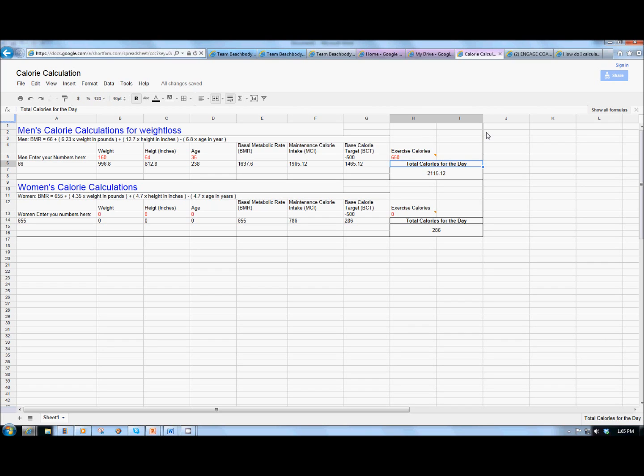If we compare those same numbers on the women's side, we can see that the BCT is about 200 calories less. And women tend to burn a little less calories, so we'll use a calorie burn of 400. And so that gives a daily target of 1,684, which for a 5'4" woman is still a lot of calories.